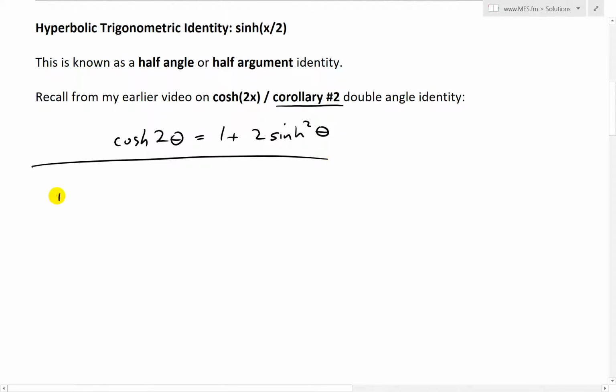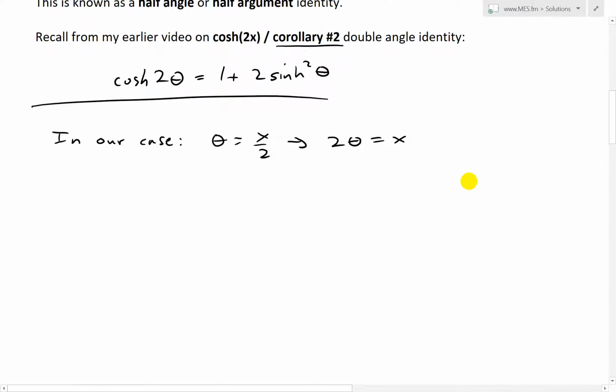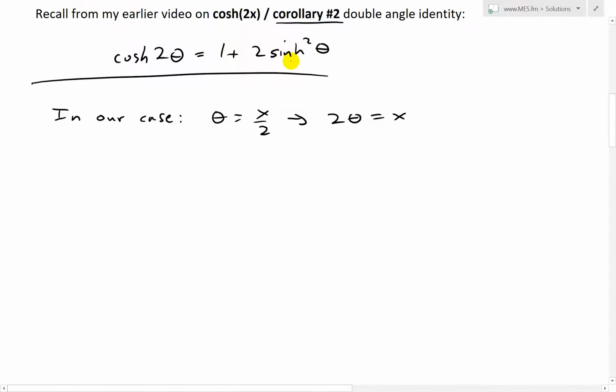In our case, we want an x over 2, so we could let theta equal x over 2, so that when you multiply by 2, we get 2 theta equals x. Then this can be replaced by x, this can be replaced by x over 2, and then we just need to rearrange to get an identity for sinh.